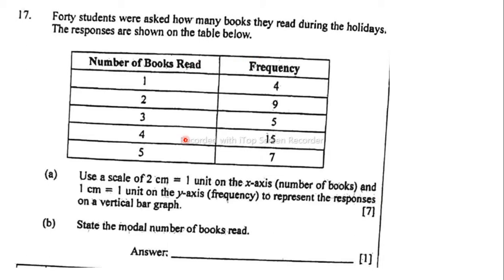We're going to take this table. Remember, this table is telling us that 4 people read 1 book, 9 persons read 2 books, 5 persons read 3 books, 15 persons read 4 books, and 7 persons read 5 books. And so we're going to represent that on our graph.